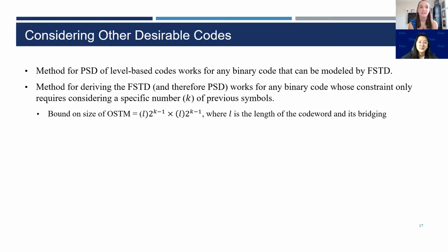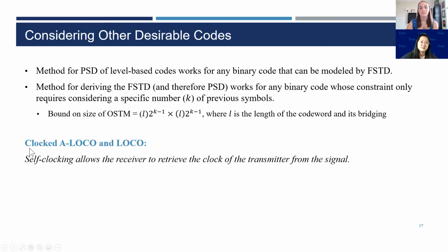Secondly, the method for deriving the finite state transition diagram, in which we define a grid of states, is useful for any binary code whose constraints only require considering a specific number of previous signals, which I've labeled here as K. In general, you can put a bound on the size of that OSTM in terms of K, as well as the length of the code word and its bridging L, which I've got listed here. It's very similar to the one you saw for ALOCO and LOCO.